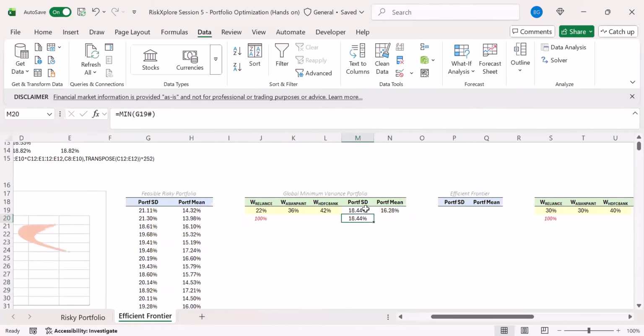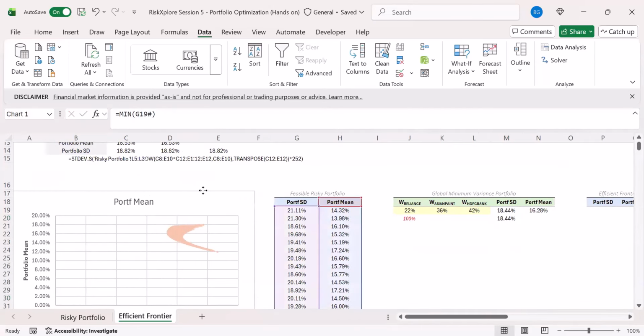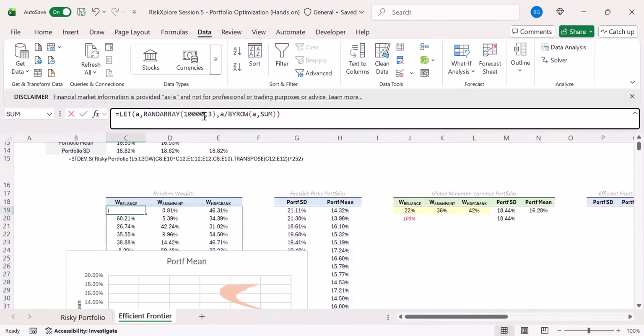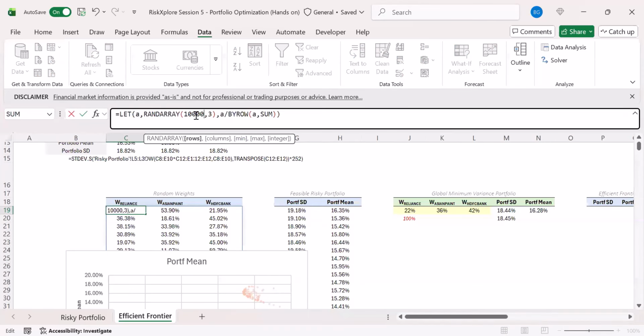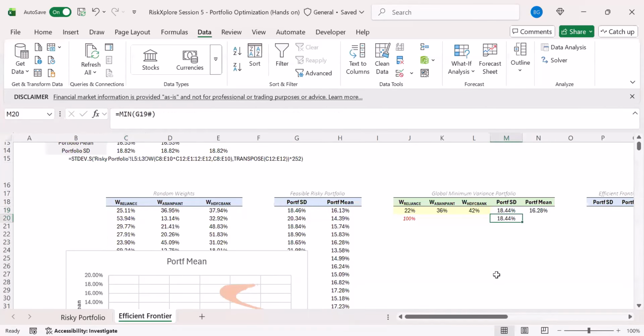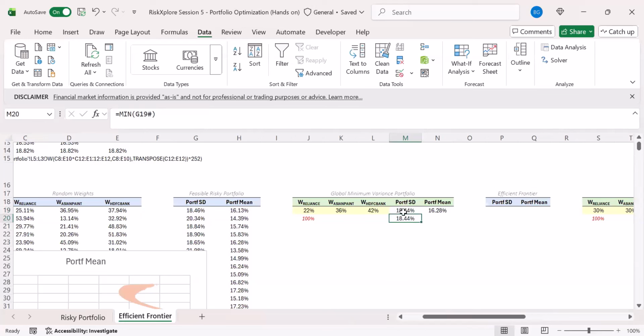And the minimum SD, if you see, these numbers are coming close enough. If you decrease the number of simulations, let's say you do only 100 simulations, then there would be some differences in these values, but as you increase the number of simulations, you will get closer and closer answers without using Solver. So let's switch back to 10,000 simulations. We have almost similar portfolio SD such that it is minimum.